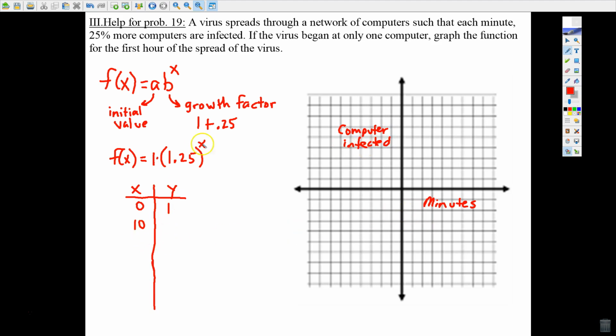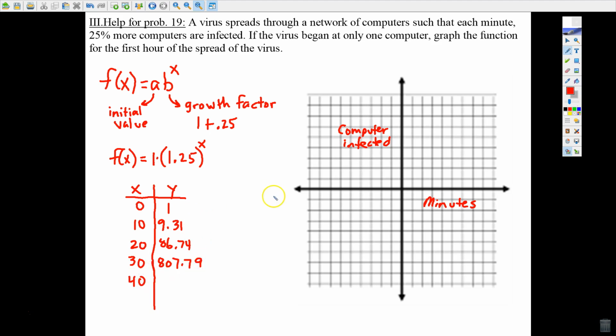Okay, so let's let X be 10. Grab our calculator, and when we do 1.25 raised to the 10th power, we get 9. We'll just round to 2 decimal places: 9.31. 20 minutes, do the same thing: 1.25 raised to the 20th is 86.74. 30 minutes, X is 30, so 1.25 raised to the 30th is 807.79.